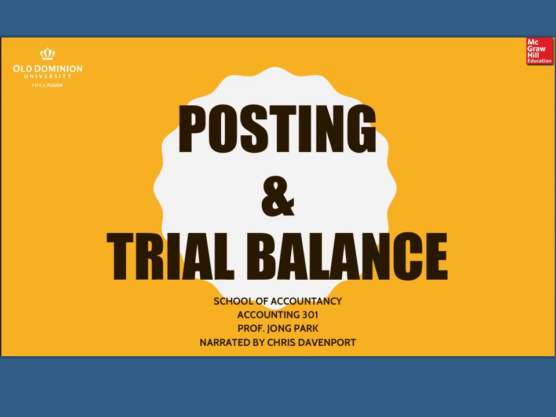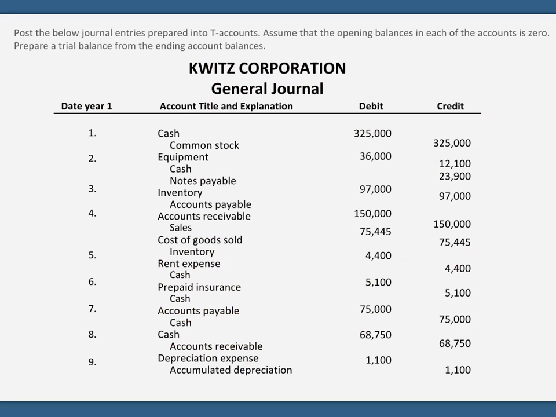This is our third video on posting journal entries to the general ledger and then creating a trial balance from the ledger. This problem is from Chapter 2 and it's our second question. Post the below journal entries prepared into T accounts. Assume that the opening balances in each of the accounts is 0. Prepare a trial balance from the ending account balances.